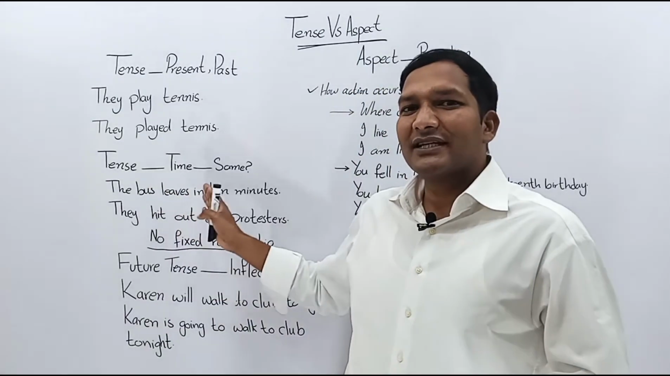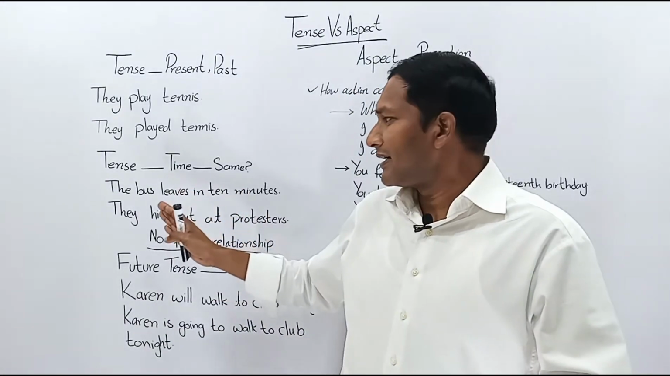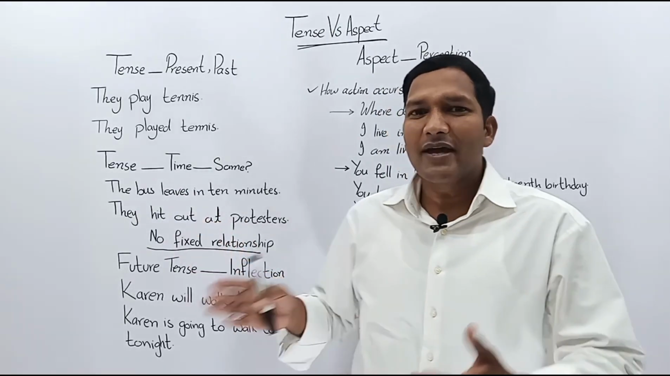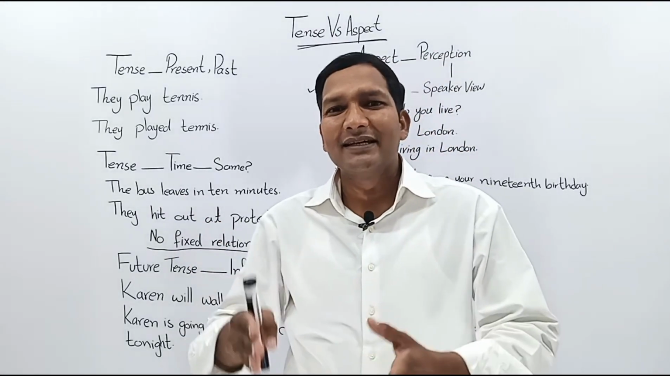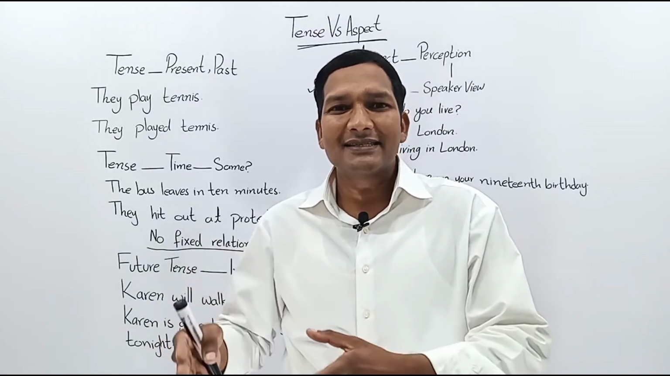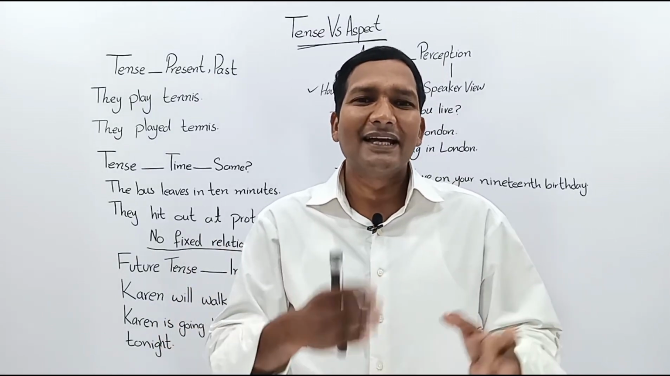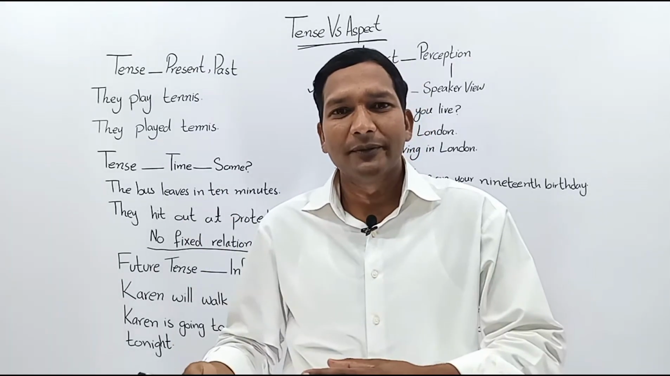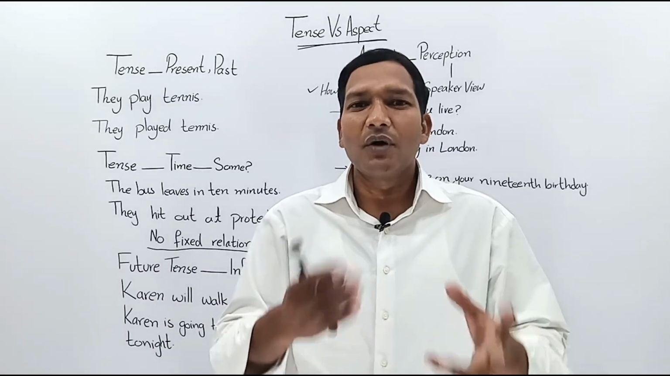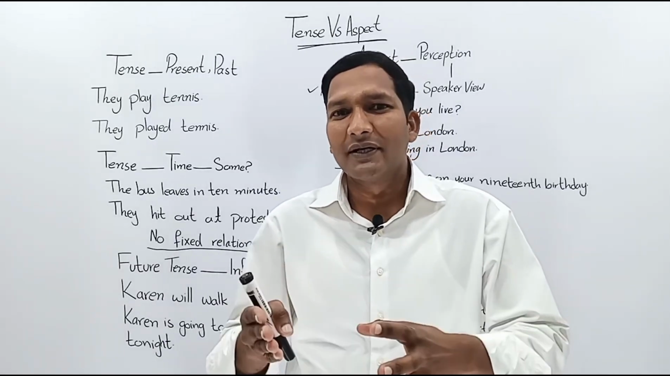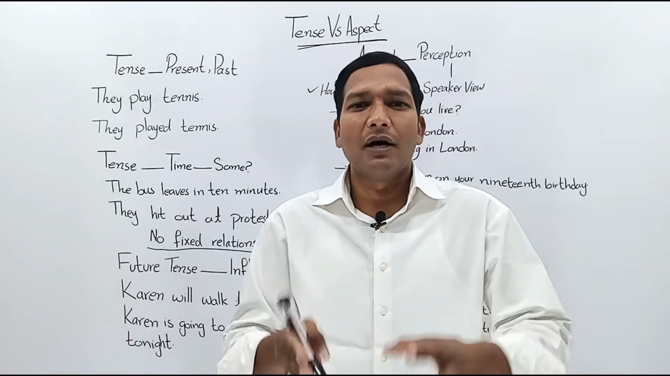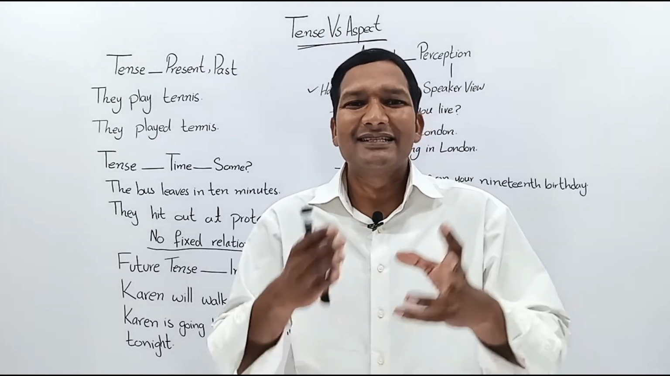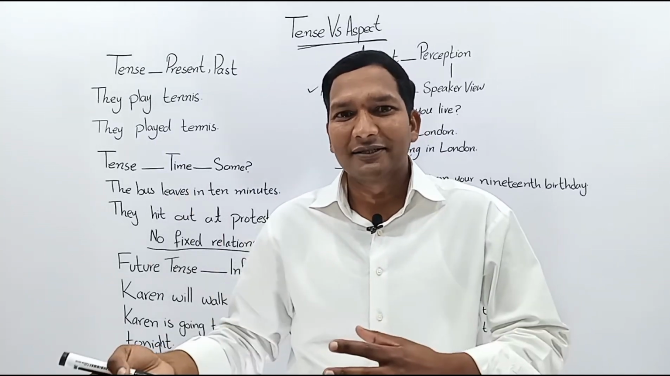The bus leaves in 10 minutes. They hit out at protesters. So here, simple present tense in the first sentence is telling us about an action or an event which is going to take place in future. While the next, suppose it is the headline of a newspaper, is telling us about an action or an event which has taken place in past.